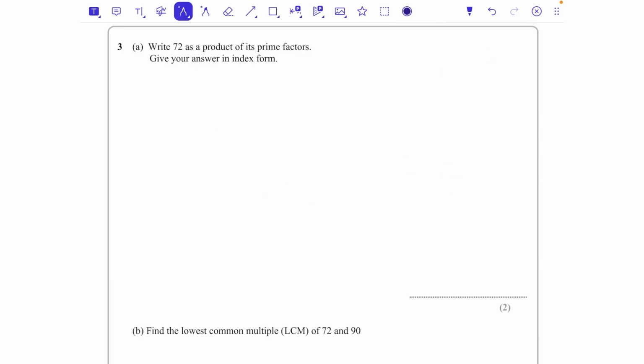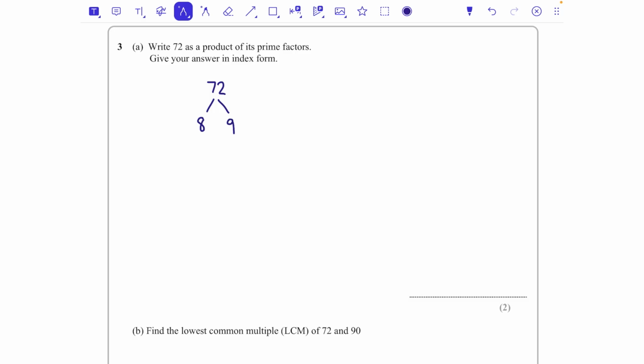Question number 3, write 72 as a product of its prime factors. Give your answer in index form. So for this, we want to start with 72 at the top and split it up into any 2 numbers that multiply together to give 72. You might do 36 and 2. You might do 8 times 9. I'm going to go 8 times 9 because why not?